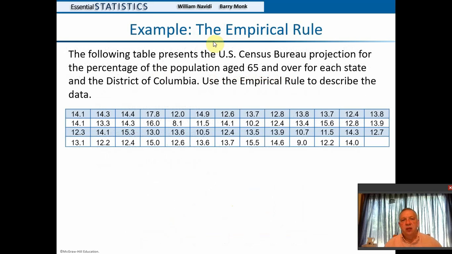Here's an example. The following table presents the U.S. Census Bureau projection for the percentage of the population age 65 and over for each state and the District of Columbia. Use the empirical rule to describe the data. I would need to copy this down, a very quick way is into Excel, and use the average function to find the mean and the standard deviation. This would certainly be projection sample data, so we would do the sample standard deviation, and then we could tell how it lays out.